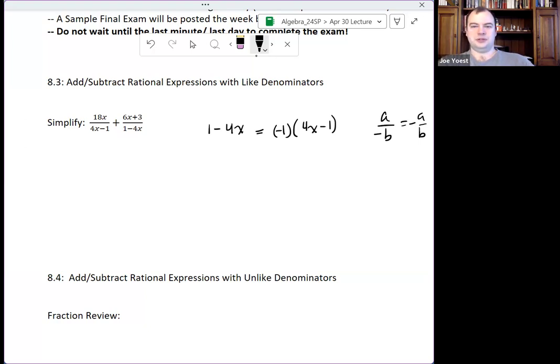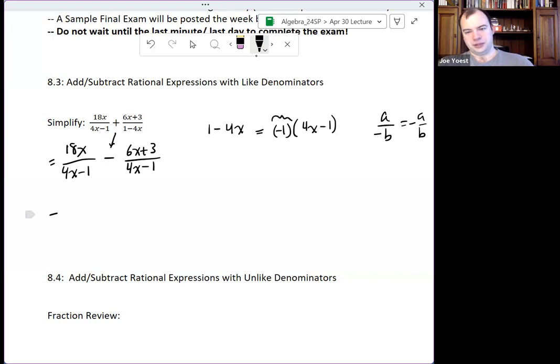So this 1 minus 4x in the denominator of the second rational expression becomes a negative 1 times 4x minus 1 in that denominator. And then that negative 1 just comes out front to give us 18x over 4x minus 1, and then minus 6x plus 3 over 4x minus 1. So this negative 1 here is what changed the sign in front. And now we have two rational expressions with like denominators.